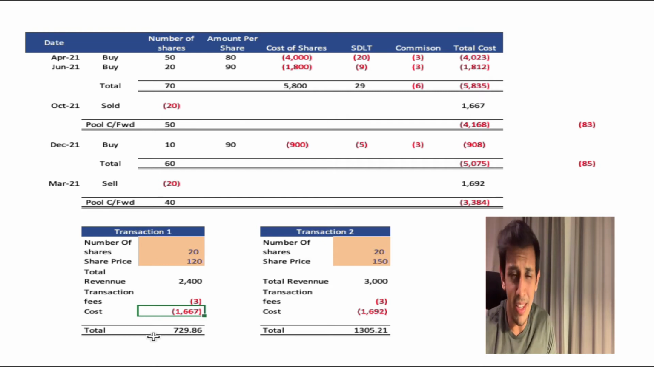So sounds simple, but now what happens if we start mixing it further and we do some more buying and selling? So say after we sold them shares in December, we see that the price drops down to £90 again, and so we decide to buy 10 shares.